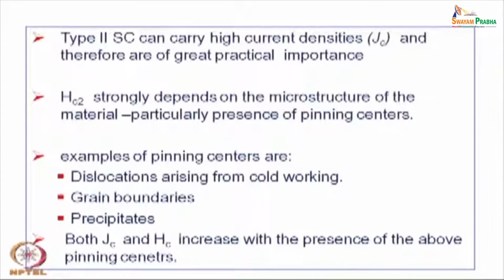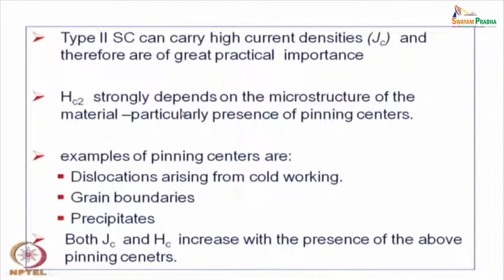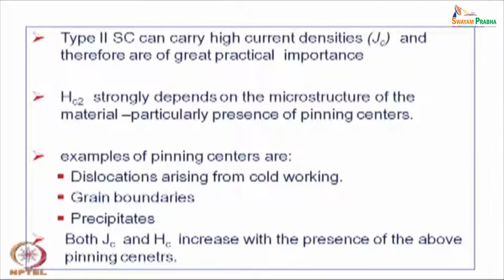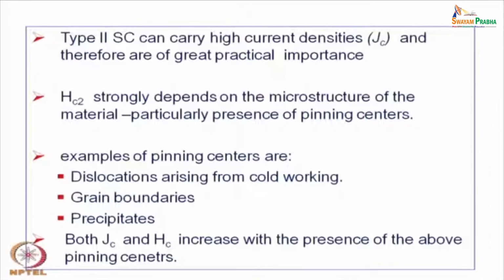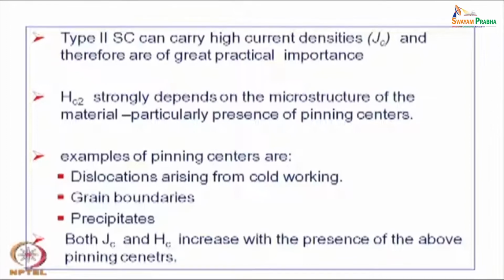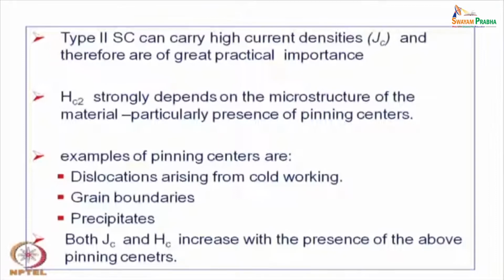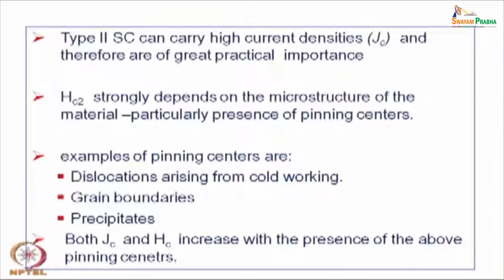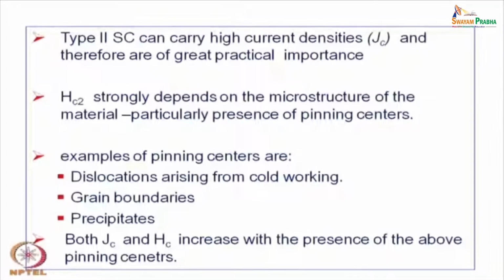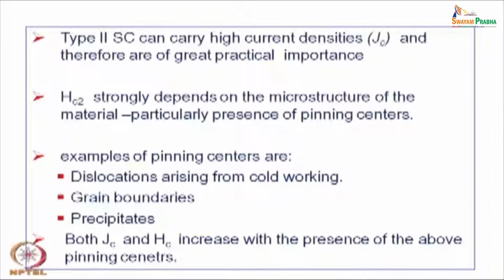Well, there are some characteristics of type 2. In fact, type 2 superconductors are more useful from a practical point of view, because they can carry much higher current densities, and therefore are more useful for practical applications, and they can be modified also to some extent. So, type 1, because there is a sudden change, type 1 superconductors are not preferred. Type 2 superconductors are preferred because there is a gradual change, so there is no catastrophic failure.